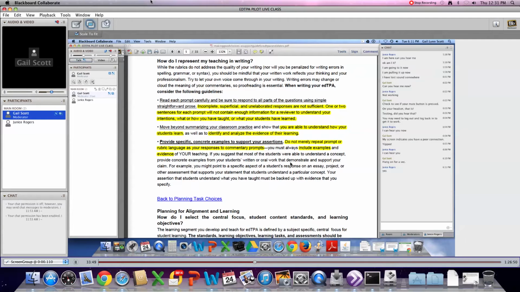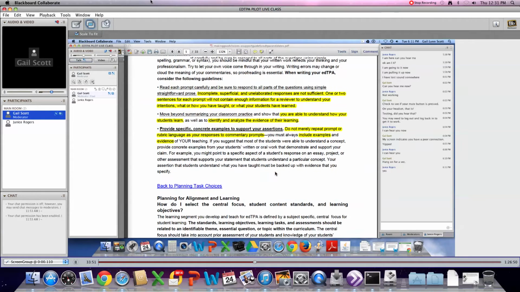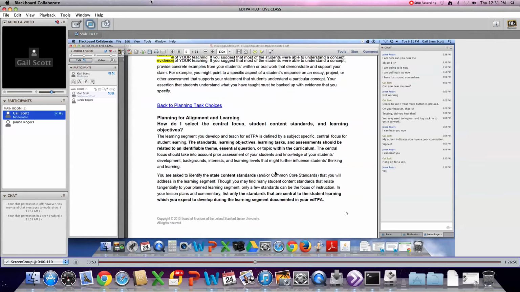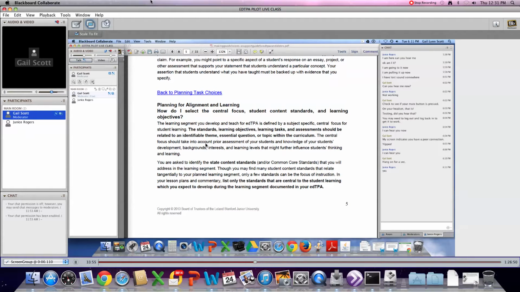All right, and it kind of repeats that here. So I'm going to go on to the next. I thought this was good advice that I don't believe is in the handbook. It says, how do I select?